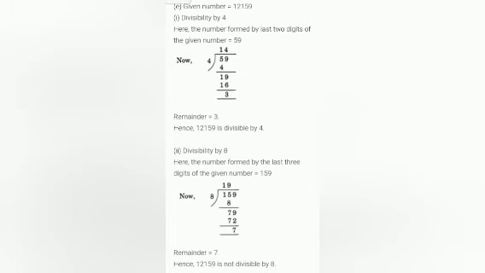See the next number is 12,159. So divisibility test of 4, what is it, we take the last 2 digits, that is 59. Divide by 4, the answer is 14 but the remainder is 3, so that number is not divisible by 4. Now take the last 3 digits, that is 159. Still the remainder is 7, so it is not divisible by 8 also.